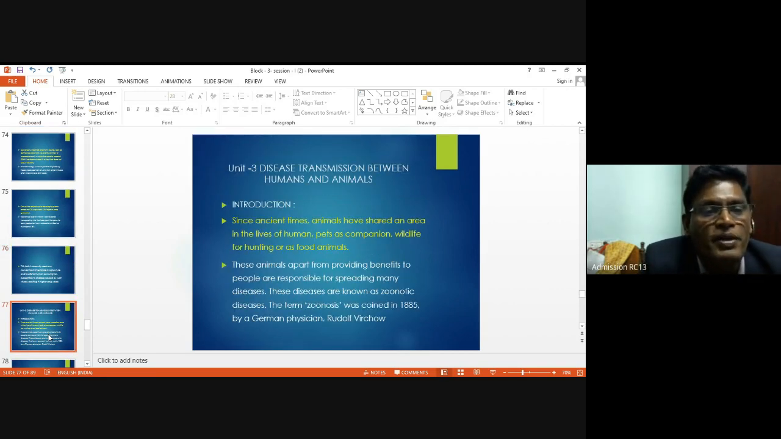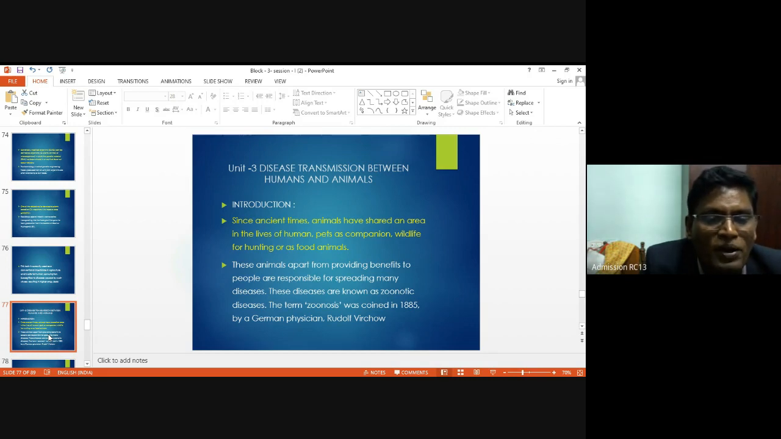Disease transmission between humans and animals. Since ancient times, animals have shared an area in the lives of humans, whether as pets and companions, wildlife, hunting, or food animals. So these are the animals or the pests in the farm associated with human beings. Under this unit, we will discuss the diseases whose transmission takes place between humans and animals.